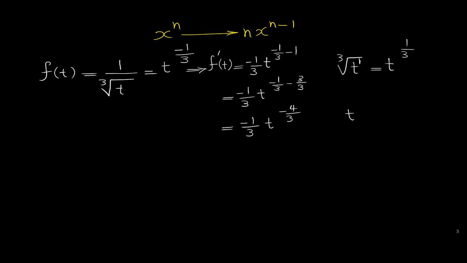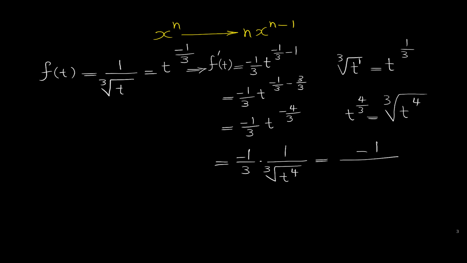First, note that t to the 4/3 is actually t to the 4 with a cube root. But because here the power is negative, we have to write cube root of t to the 4 in the denominator. So we have negative 1/3 times 1 over cube root of t to the 4. We multiply numerator by numerator and denominator by denominator, top by top, bottom by bottom. And so the answer is negative 1 over 3 cube root of t to the 4th.